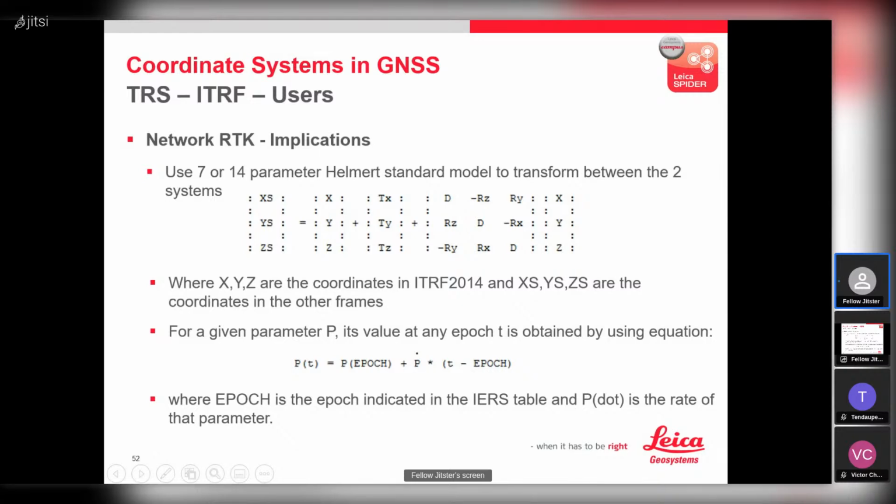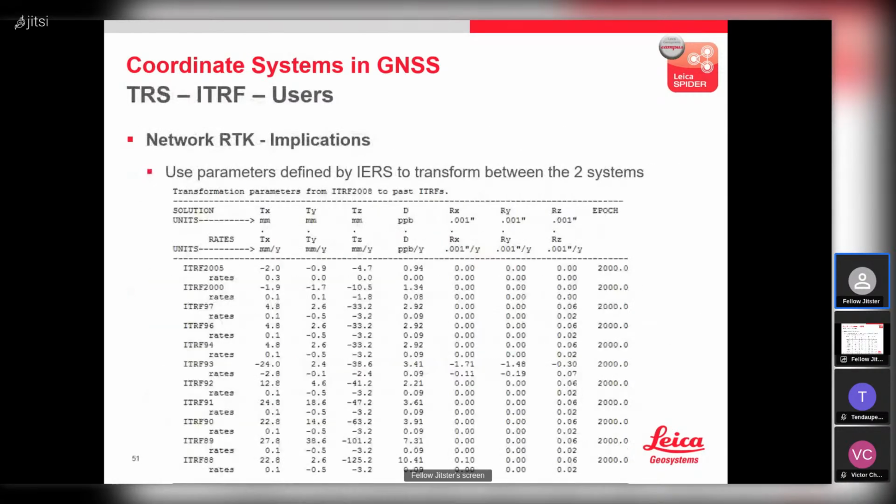I'll go here. You see that this transformation, actually here are the 7 parameters: shifts in x, y, z, then you have scale, and then you have rotation x, y, z. These first line, for example, are to go from ITRF 2008 to ITRF 2005. And then you have basically the velocities, or the changes of XYZ shifts, scale, and rotations over the time. So this would be the 14 parameters if you take this into consideration as well.